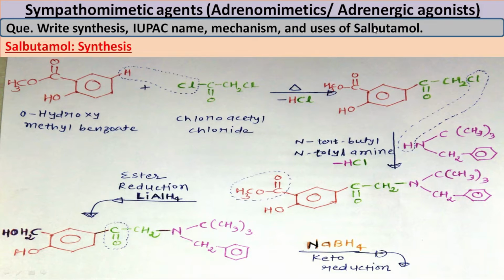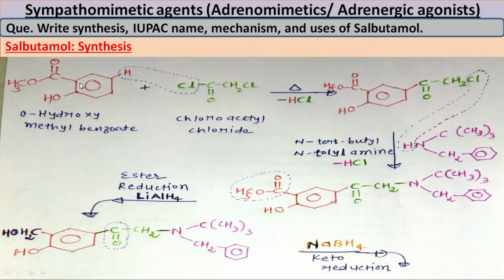salbutamol drug. This salbutamol is also known as albuterol, so don't be confused with salbutamol and albuterol. If the question asks to write synthesis of albuterol, in that condition you will have to give the same answer. So first we will discuss synthesis of salbutamol.